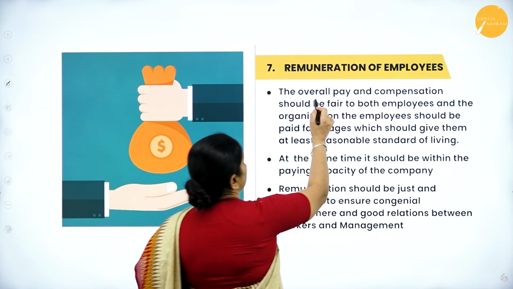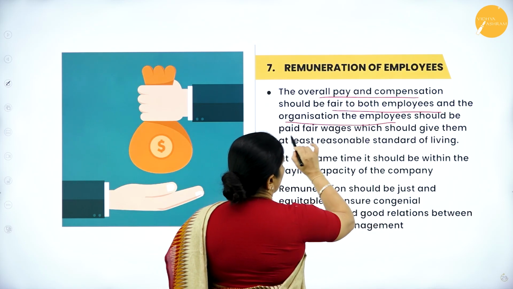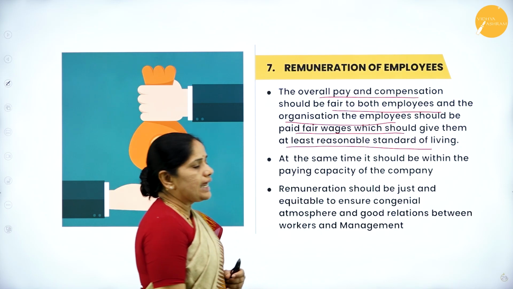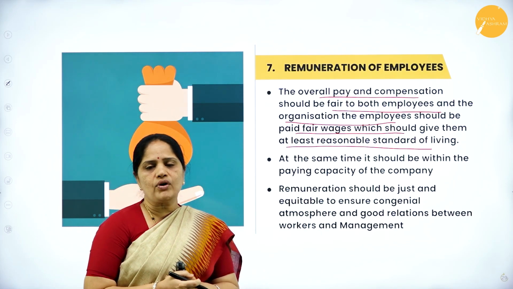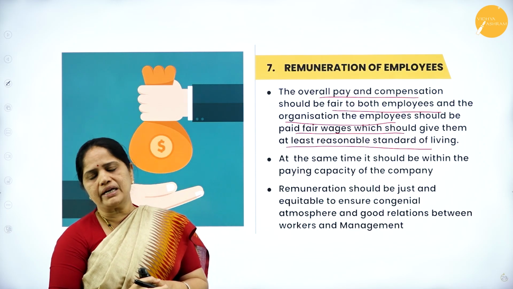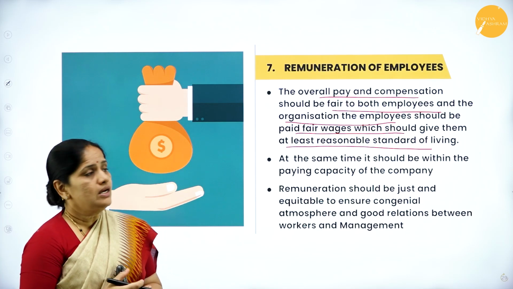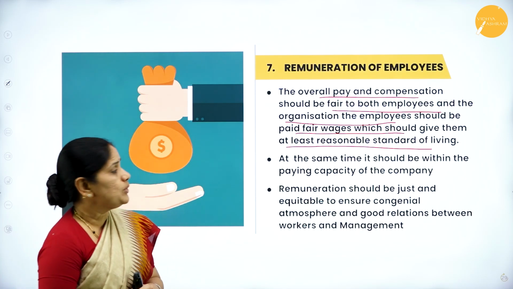Then, the next one is remuneration of employees. The overall pay and commission should be fair to both employees and the organization. They should be given fair wages which should guarantee a reasonable standard of living. At least whatever wages are being paid, he should be paid reasonably well. Only then will he be properly remunerated.